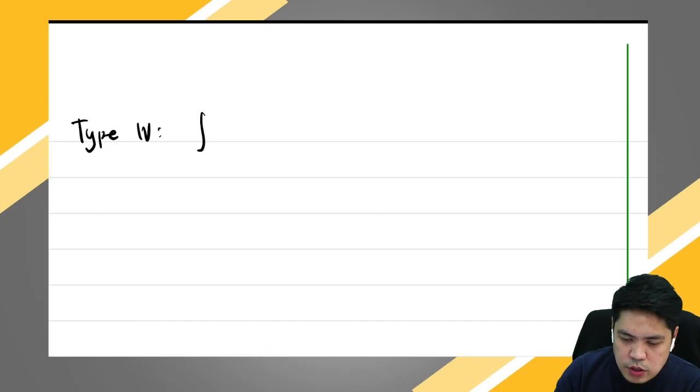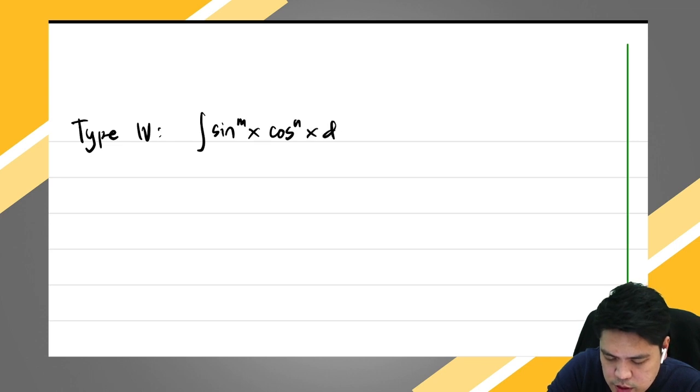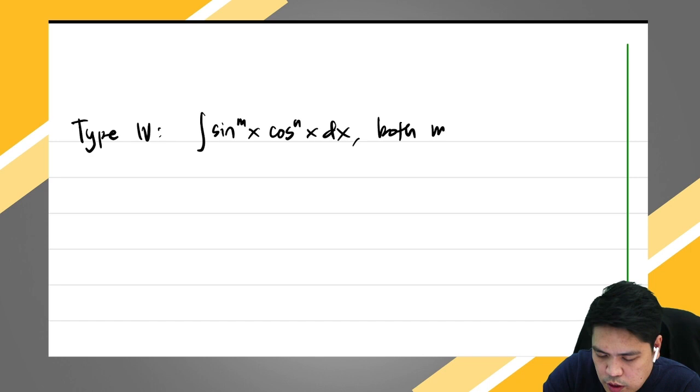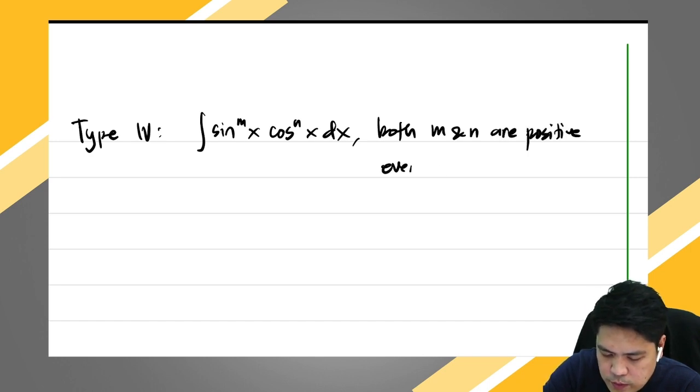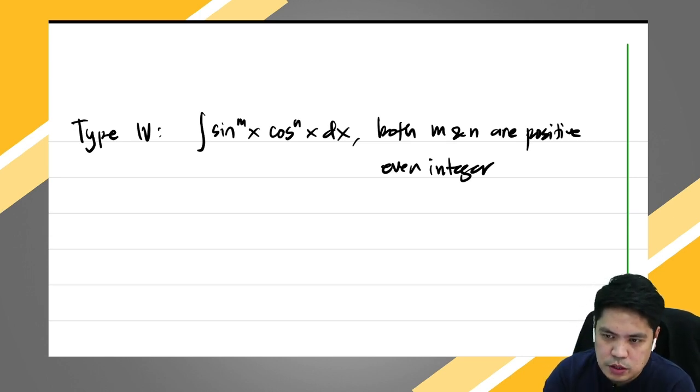So our fourth type will go back to sine raised to m x cosine raised to n x dx. But this time, both m and n are positive even integers. So if we have both as positive even integers, we will use power reduction instead of Pythagorean.